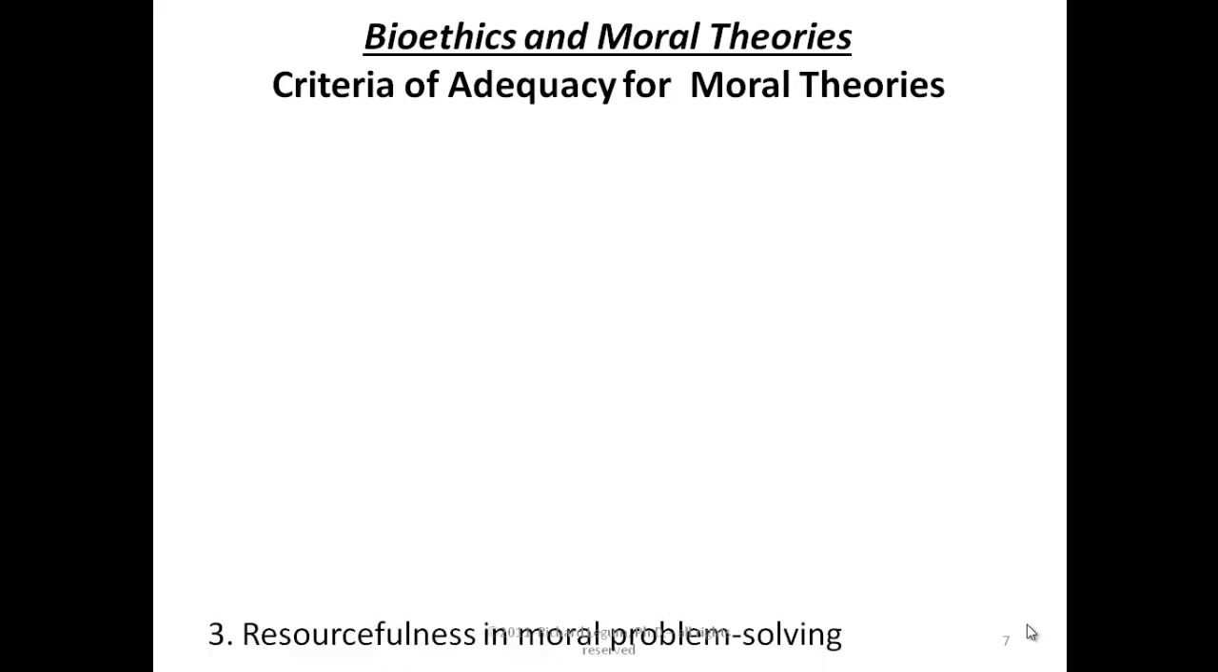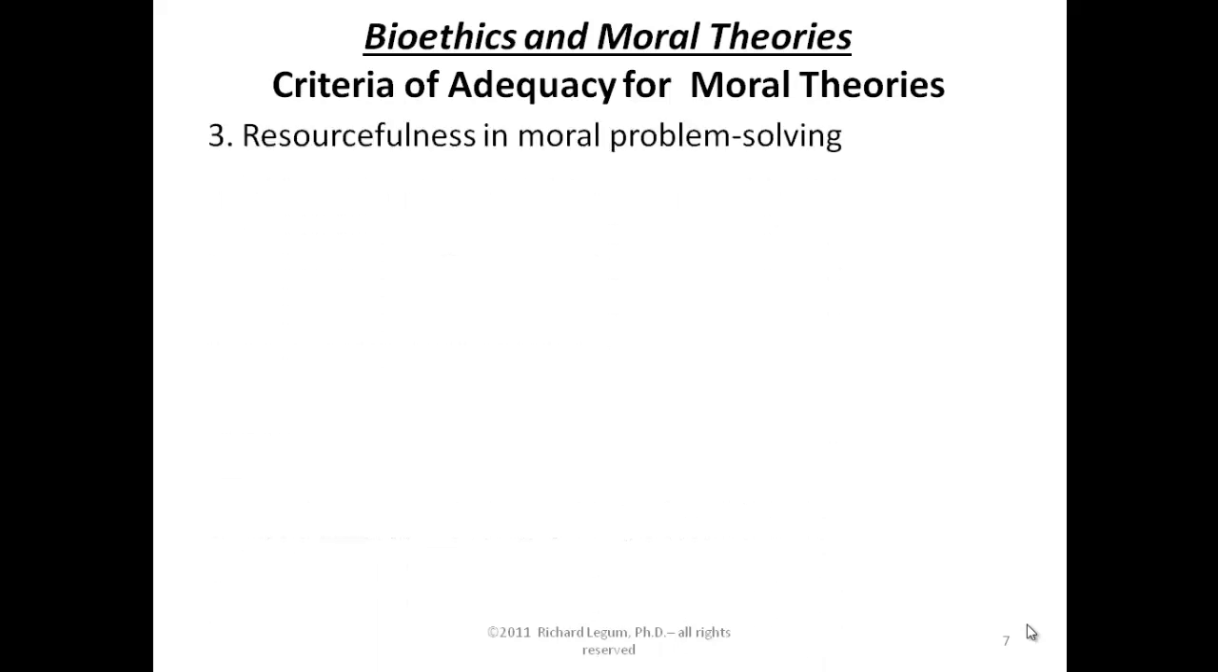Now we'll move on to explain the third criterion of adequacy for moral theories. That is resourcefulness in moral problem solving. It sounds a little bit strange, resourcefulness, like a resourceful guy finds a way of doing something regardless of what stands in his way, and that's, I don't think, the kind of resourcefulness that we're talking about, but rather that a resourceful theory is kind of a useful theory, and a resourceful theory helps us do certain things.